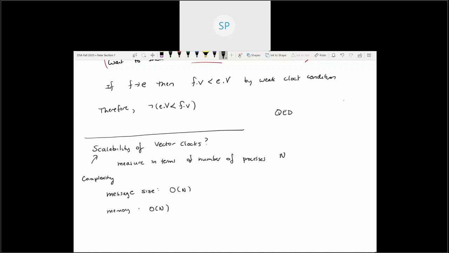Okay, let me go back to this question that Hannah yelled at me. All right. No causal chain from E to F. Are you assuming that because the events are concurrent, so they cannot be causally related nor subsequent on the same process? Why can we assume that about concurrent events?